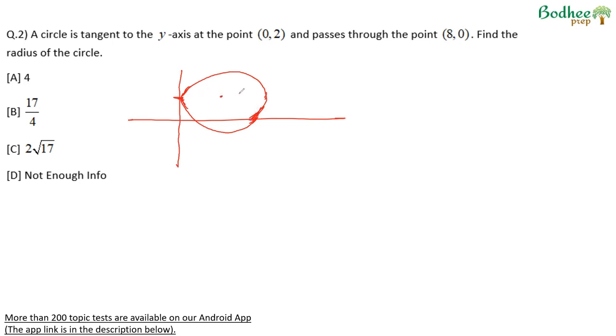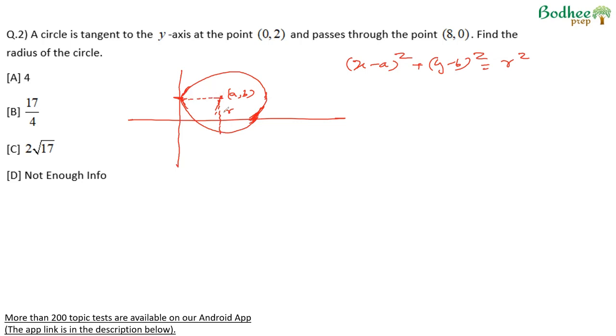Now, suppose the center of the circle is at point (a, b), and the radius of the circle is r. What we can say is the equation of the circle will be (x minus a) square plus (y minus b) square is equal to r square. This will be the equation of the circle.